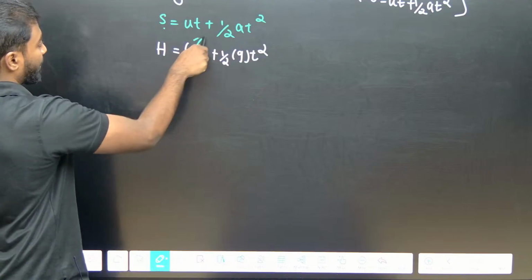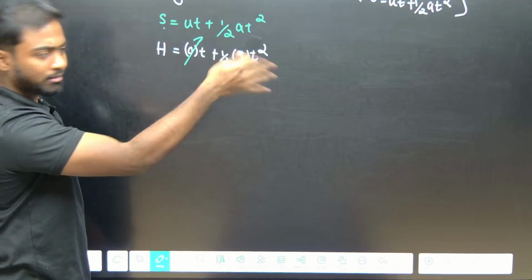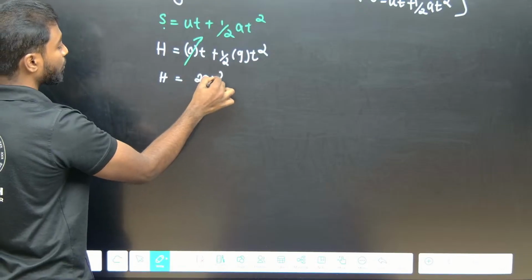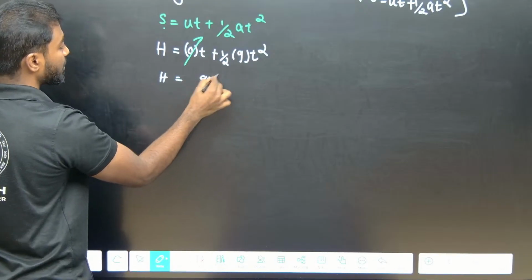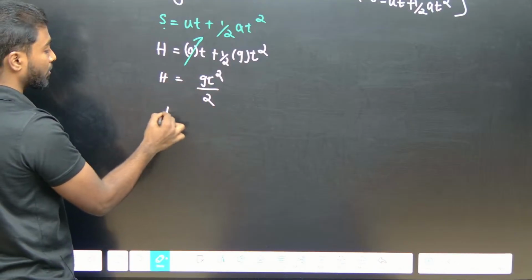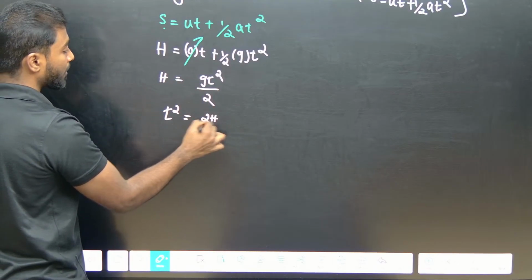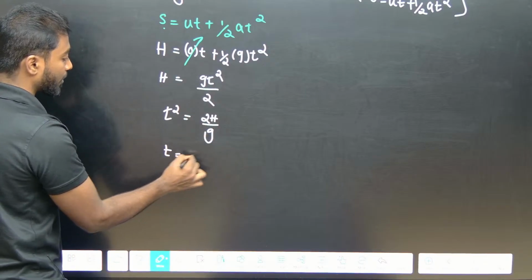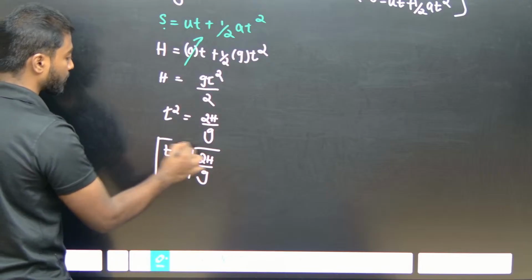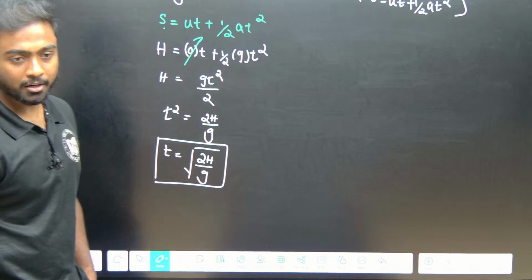This one will get cancelled out because 0 into something is 0 only. So h will be equal to g t square by 2. So 2 will go this side, g also will come this side. So t square will be 2h by g. So t is nothing but root over 2h by g. This is the time taken for the first condition.